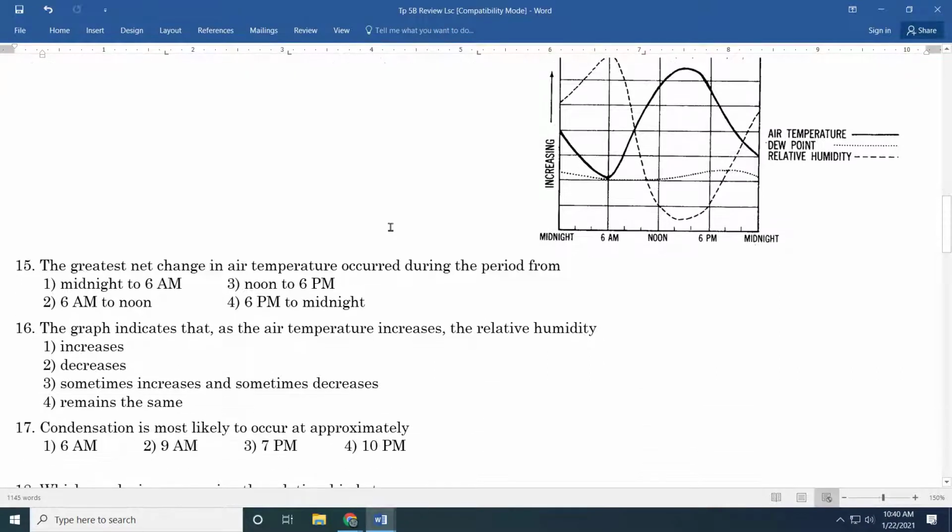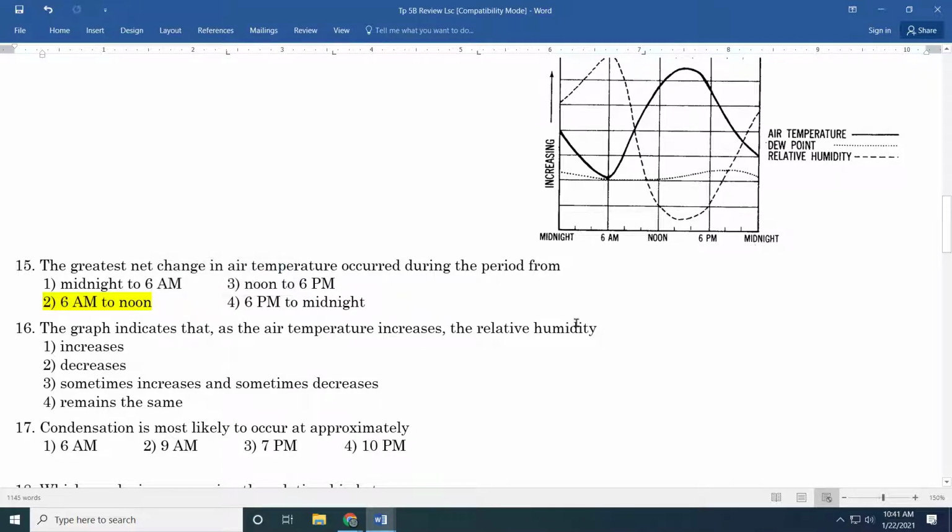So what do we have? The greatest net change in air temperature occurred in which period? So no easy way, you just have to look at all the segments. Looking at it, it looks pretty steep right here. So if there's a segment that goes from 6 a.m. till noon, is there one? Yeah, 6 a.m. till noon, that's going to be your biggest chunk where it changed the most. So that's what I would do. I'll pick that one.